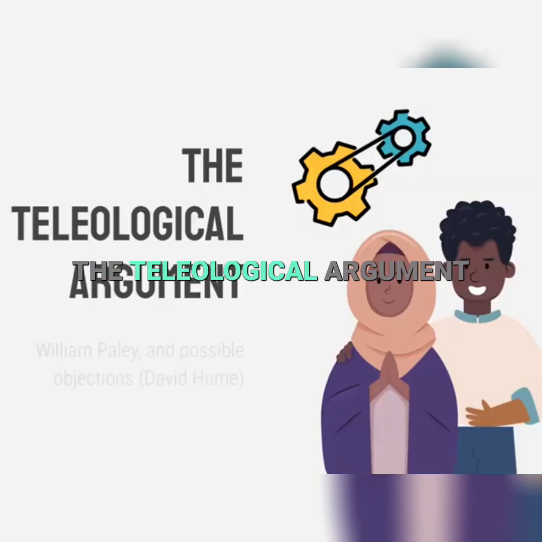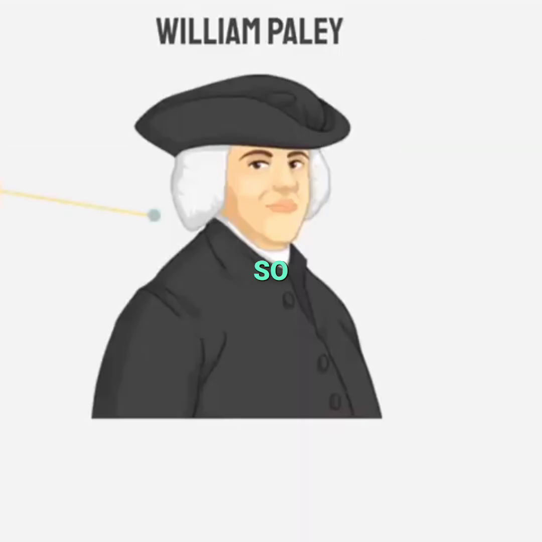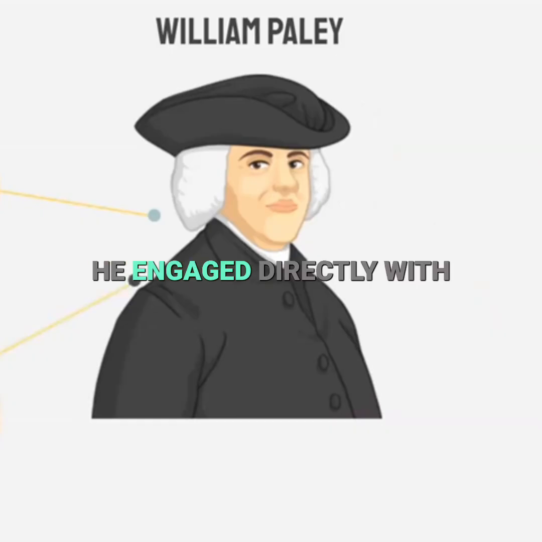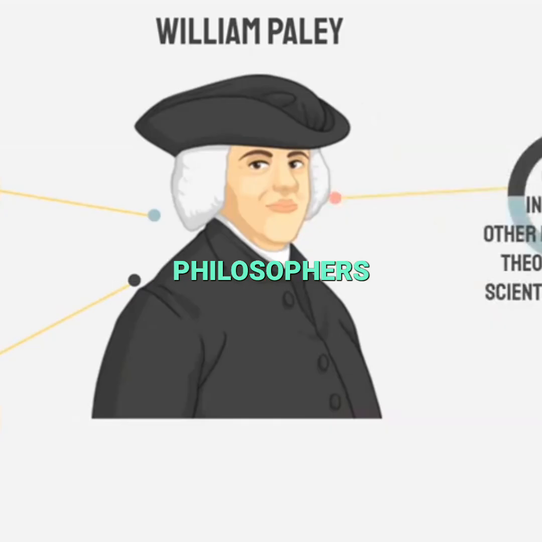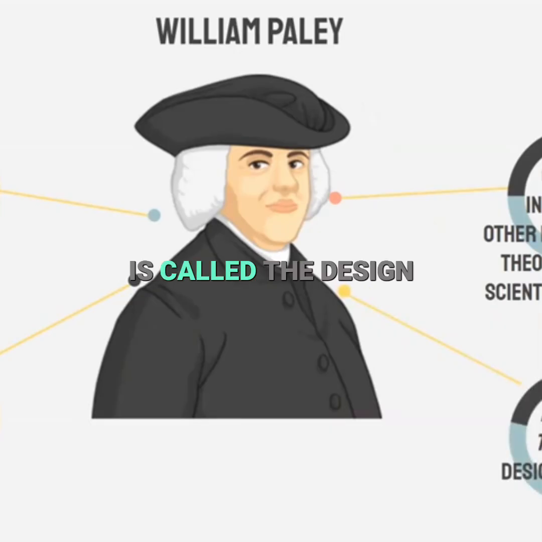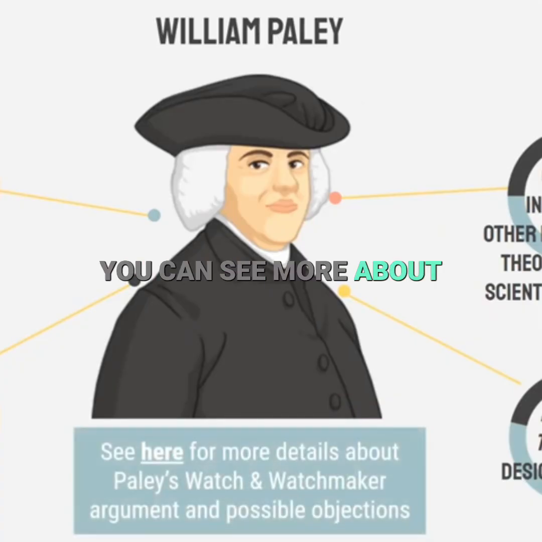Okay, so let's start with the teleological argument. As I said, we'll talk about the famous formulation by William Paley, and then famous objections from the Scottish philosopher David Hume. So William Paley was a well-known English theologian from the 18th century. He engaged directly with David Hume. Paley was very well known, and greatly influenced other philosophers, theologians, and scientists, including Darwin. And his famous argument is called the design argument, for good reason. You can see more about this argument in some of the media I post.